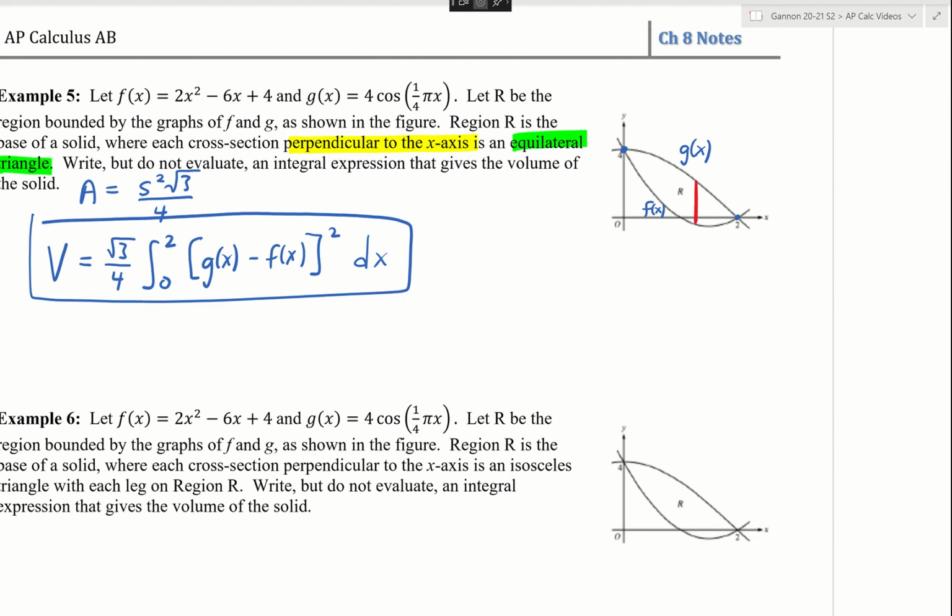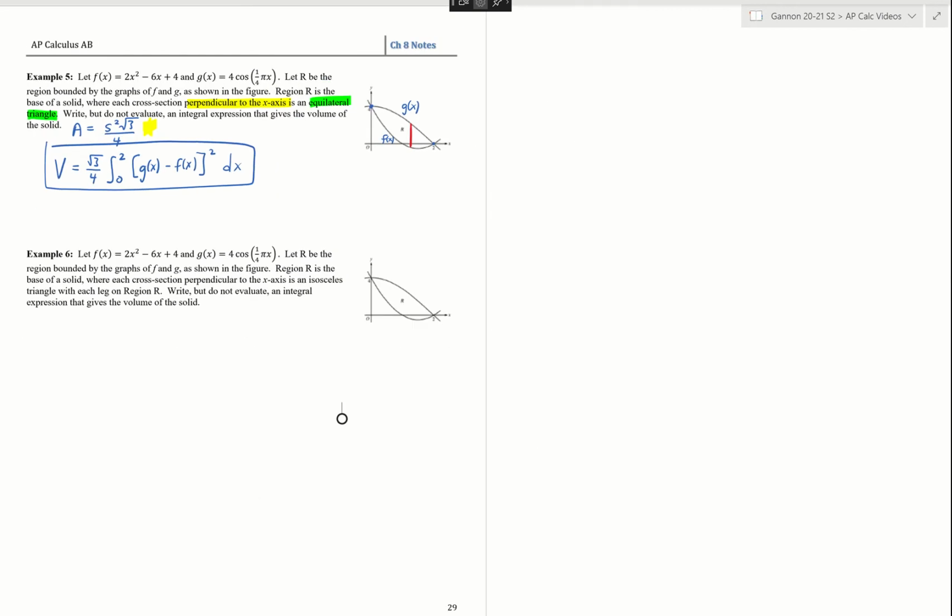It is important to remember when a problem defines what f of x is and what g of x is, you can refer to them by those names, f of x and g of x. All right, I hope you guys found that one helpful, and maybe got a quick little reminder about that formula of area of an equilateral triangle.